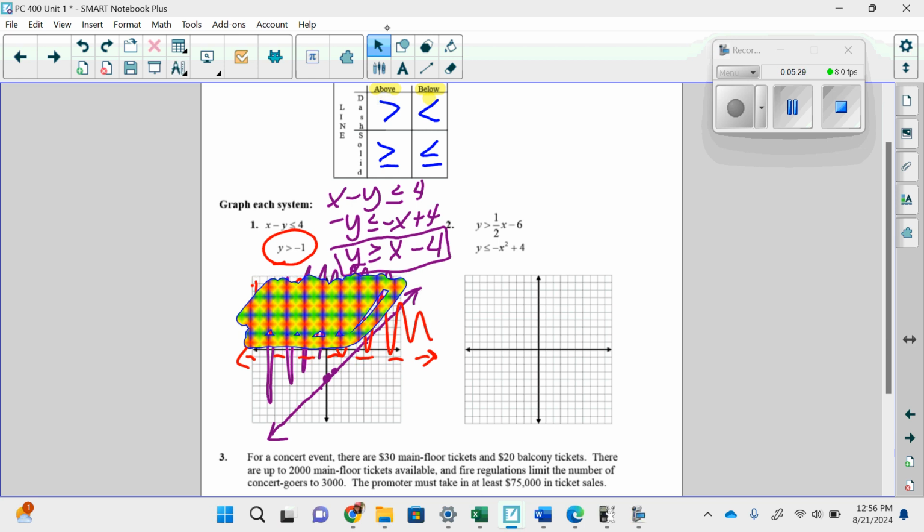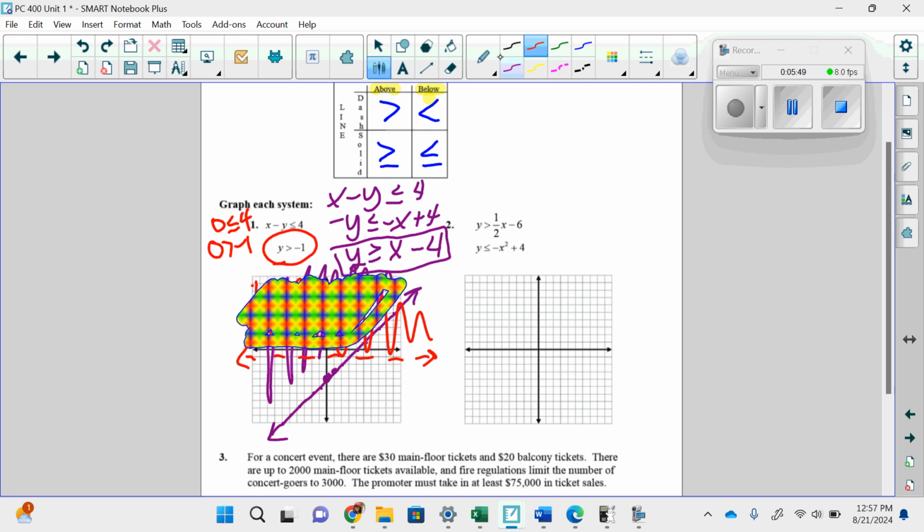So for example, 0, 0 is in that region. If I were to substitute in 0, 0 to both equations, I should get a true statement. So for example, if I substitute 0, 0 in for the top one, we get 0 is less than or equal to 4. That's true. If I substitute it into the bottom one, we get 0 is greater than -1. That's true.